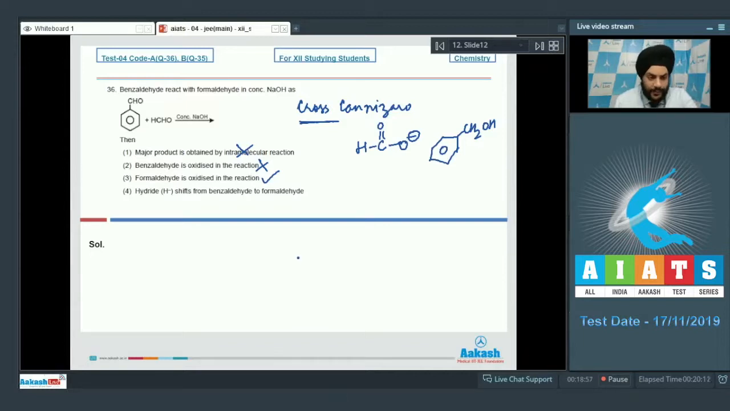If we talk about the fourth statement now, hydride shifts from the benzaldehyde to the formaldehyde. This is incorrect, students. It is the other way around. The hydride transfer is from formaldehyde to benzaldehyde. So the statement given in option 4 is also incorrect. Okay. So for this question, we have to select the correct answer as option 3. Okay. Let us look at the next question now.